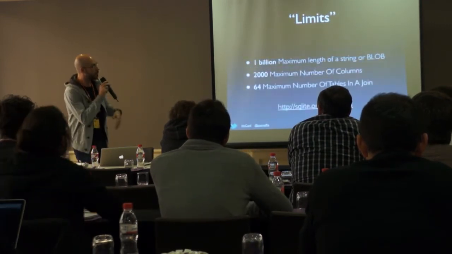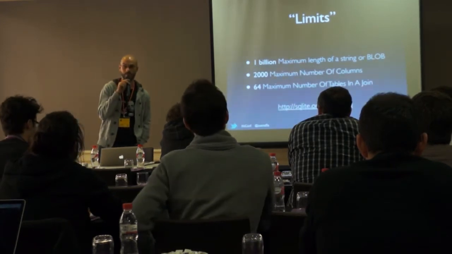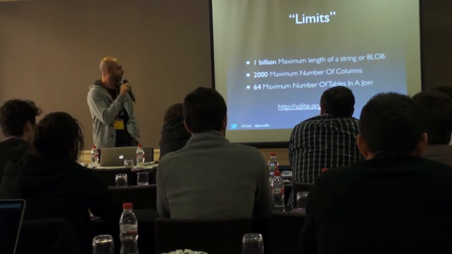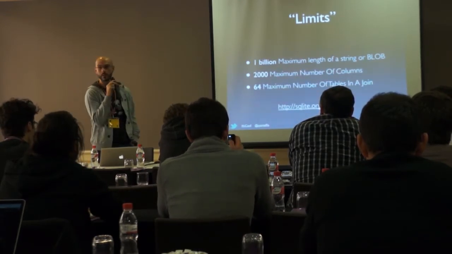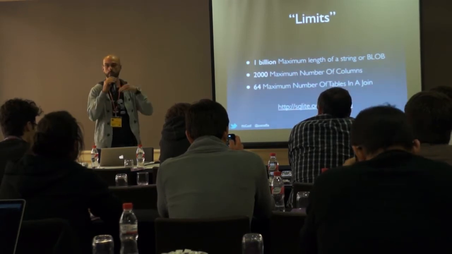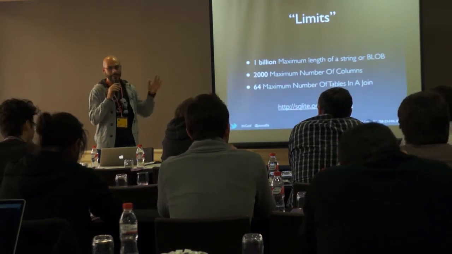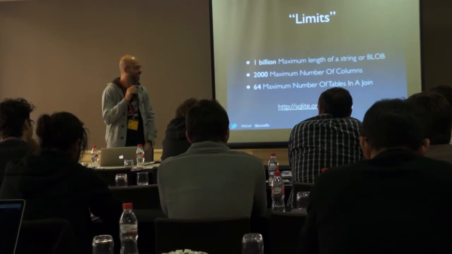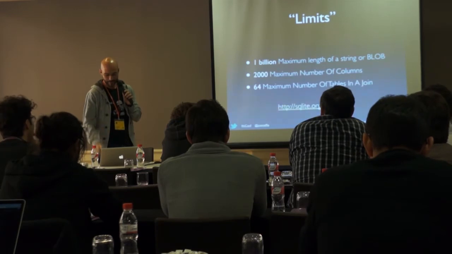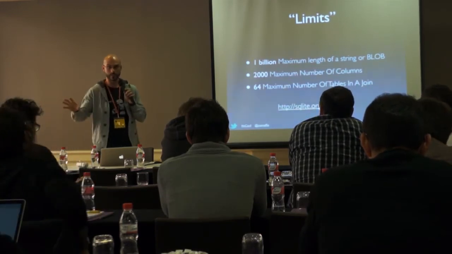1 billion is the maximum length of a string or a blob. If you have to store something bigger than that, I don't know what you're doing, but probably SQLite is not for you. 2000 is the maximum number of columns you can have. And 64 is the maximum number of joins between tables. Honestly, if you have to go that big, maybe a relational database makes much more sense. If you go on the link, there are a lot more limits and other things. So that's roughly SQLite.